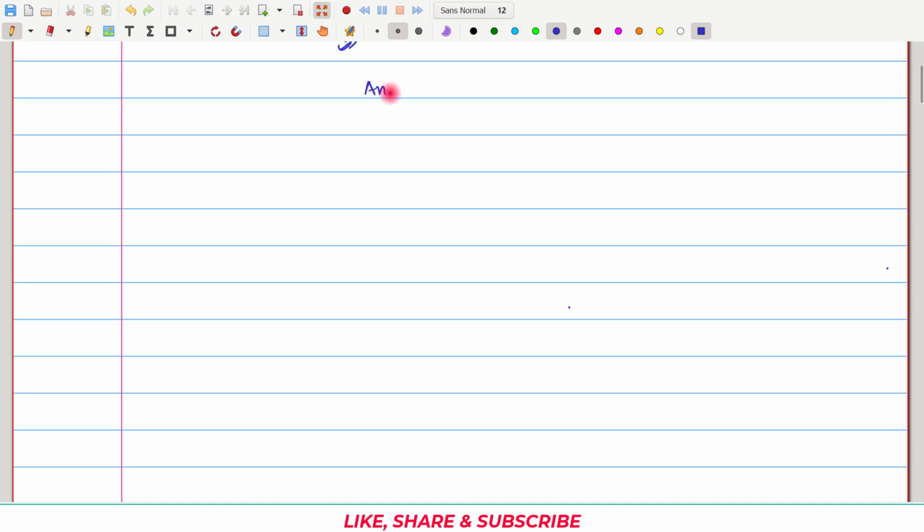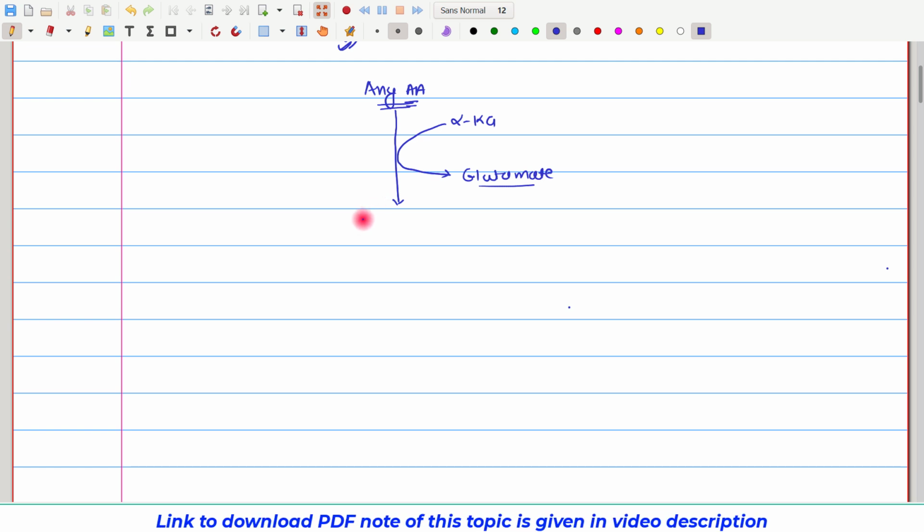Suppose we have any amino acid. What do they do to get rid of this amino group? First, they transfer their amino group to alpha ketoglutarate. This alpha ketoglutarate gets the amino group from this amino acid and gets converted to glutamate. Remember, glutamate is another amino acid. So, the amino acid had given its amino group to the glutamate. Then what will happen to the remaining carbon skeleton? The remaining carbon skeleton will now be called an alpha keto acid.